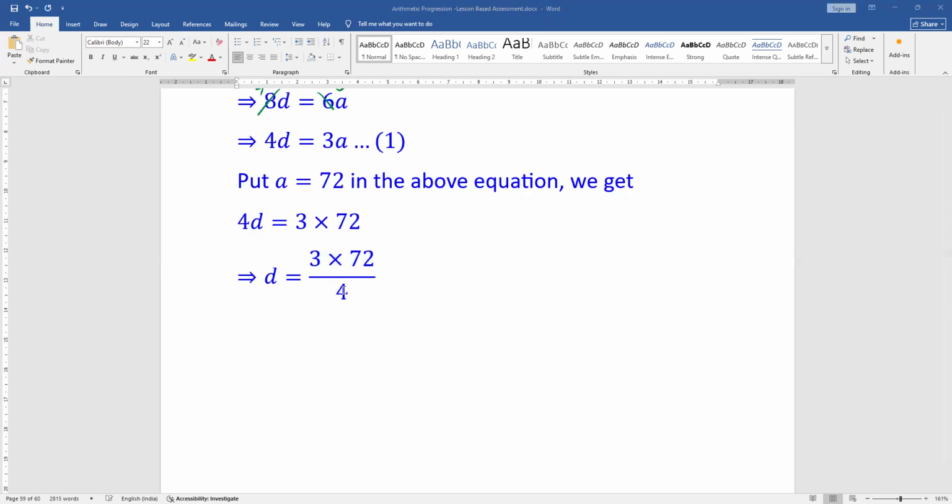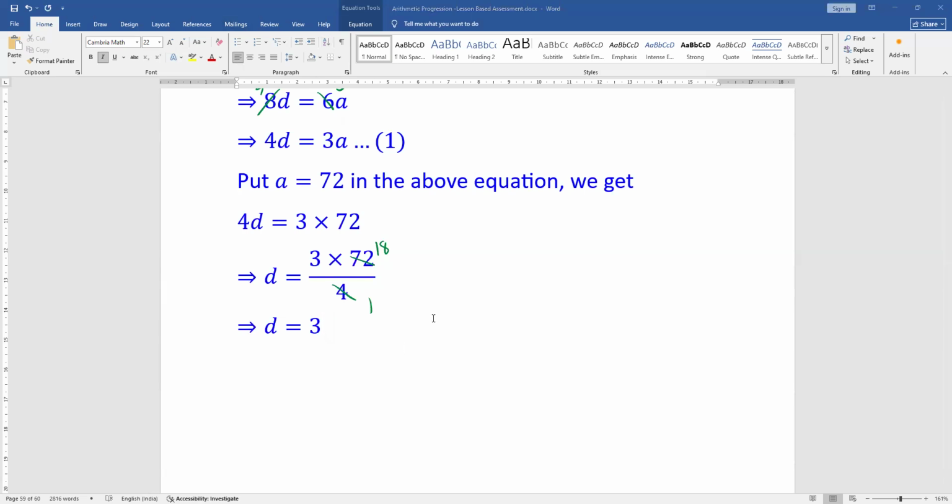Next, 4 and 72, how many times does it go? 4 ones are 4, 4 18s are 72. Okay, so that means we get d equals 3 into 18.